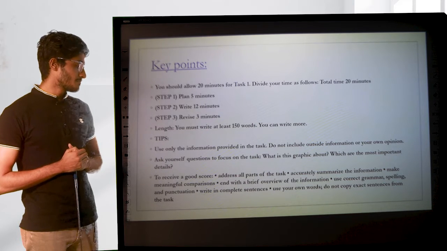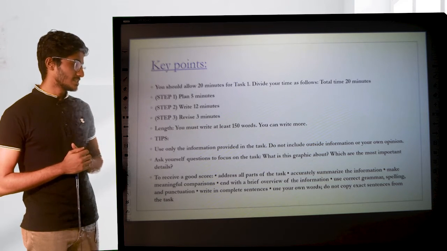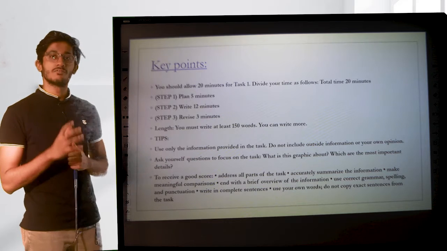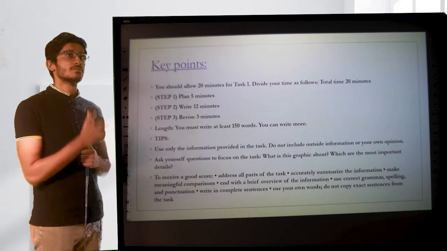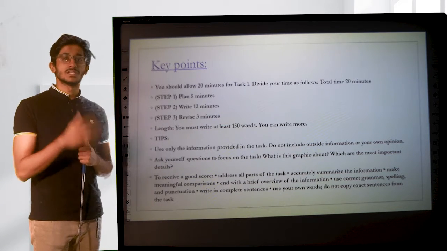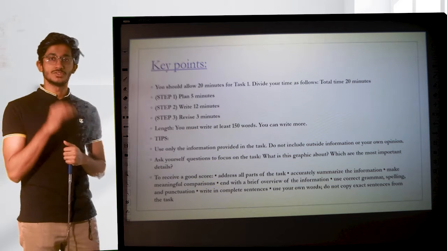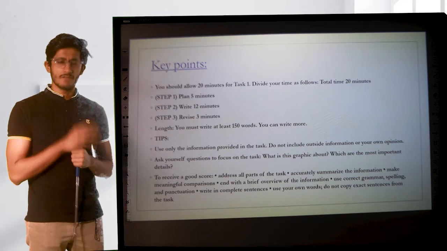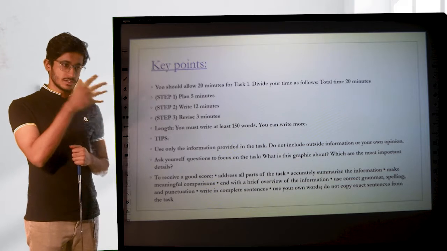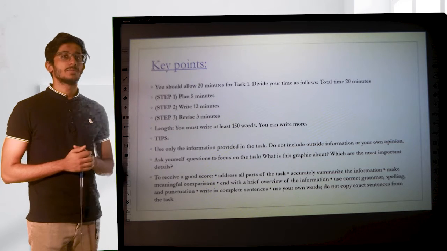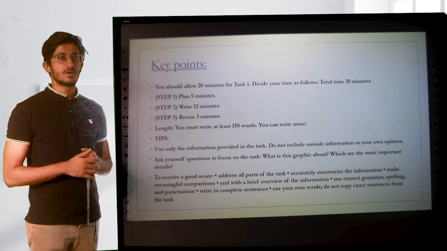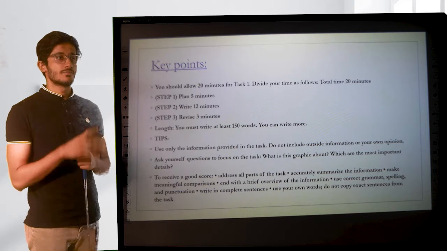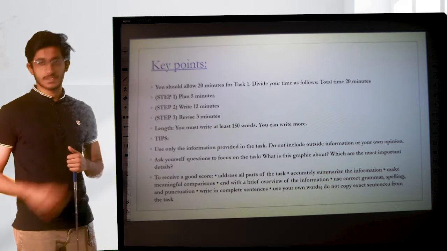use correct grammar, spelling, and punctuation, write in complete sentences, use your own words, and avoid copying direct sentences from the topic or the instruction. That is something you should strictly maintain. You should write everything, whether you are writing something regarding the topic, in your own words and avoid using direct words or phrases from the task.